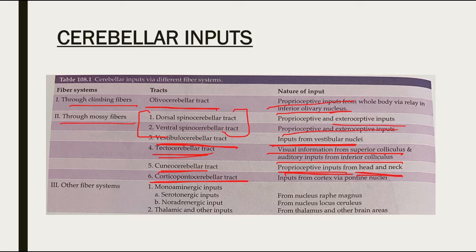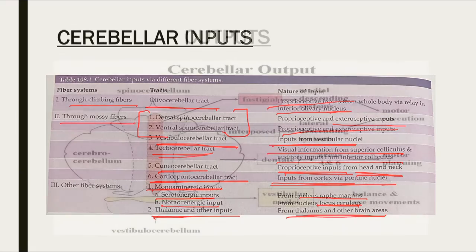The corticopontocerebellar tract carries inputs from the cortex via the pontine nuclei. Various other fiber systems are the monoaminergic inputs, and thalamic and other inputs. The monoaminergic input is serotonergic and noradrenergic. Serotonergic input comes from the raphe magnus nucleus, and noradrenergic input comes from the locus coeruleus. Thalamic and other inputs come from the thalamus and other brain areas. These are the inputs coming to the cerebellum.